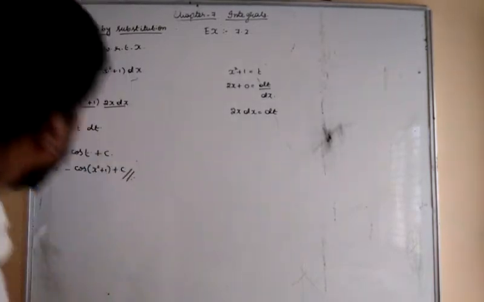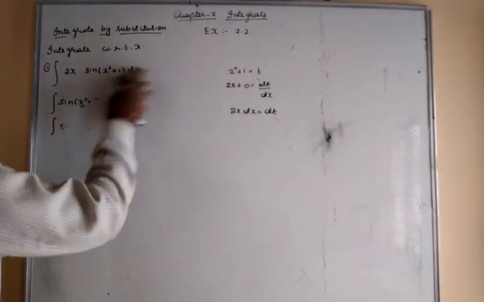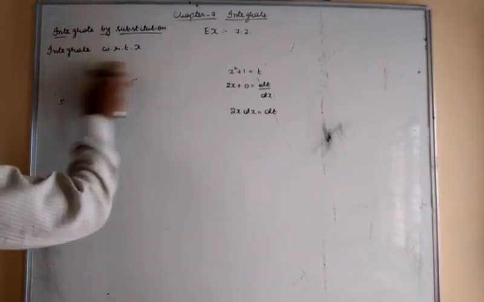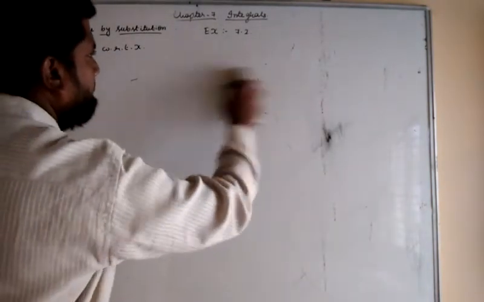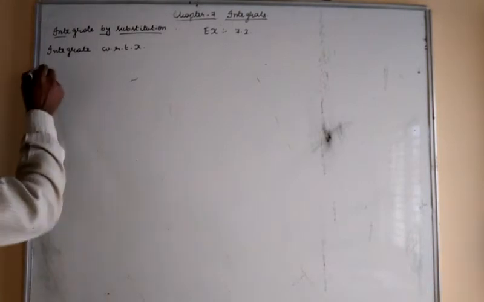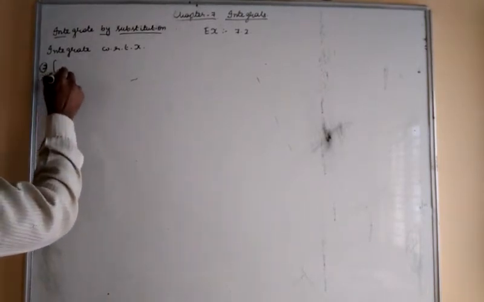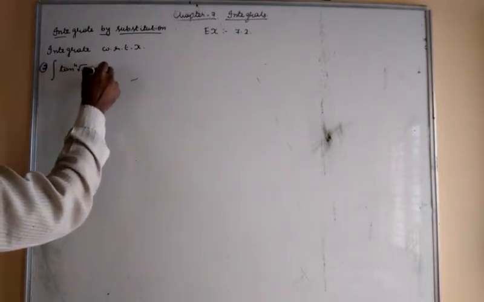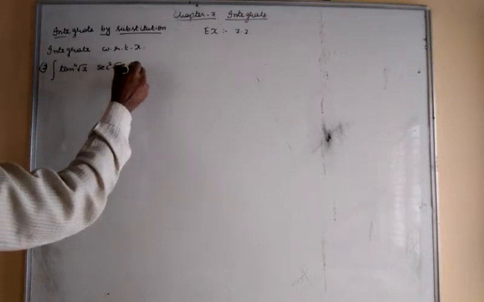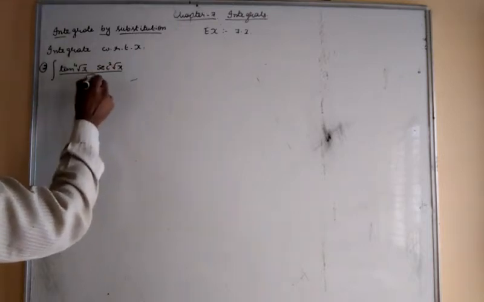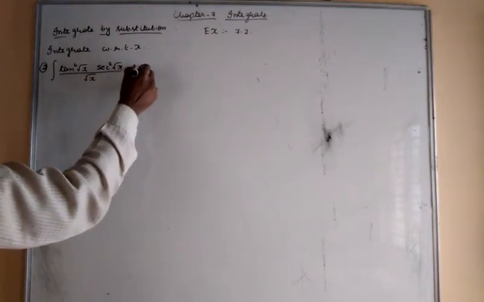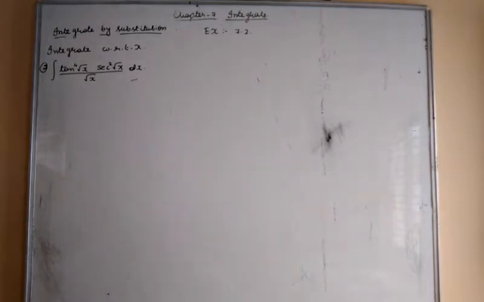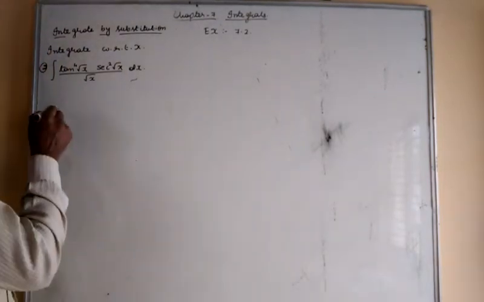Okay, take down the next problem. So integration of tan to the power of 4 root x, secant square root x, by root x dx. Okay, so here let us first separate it.